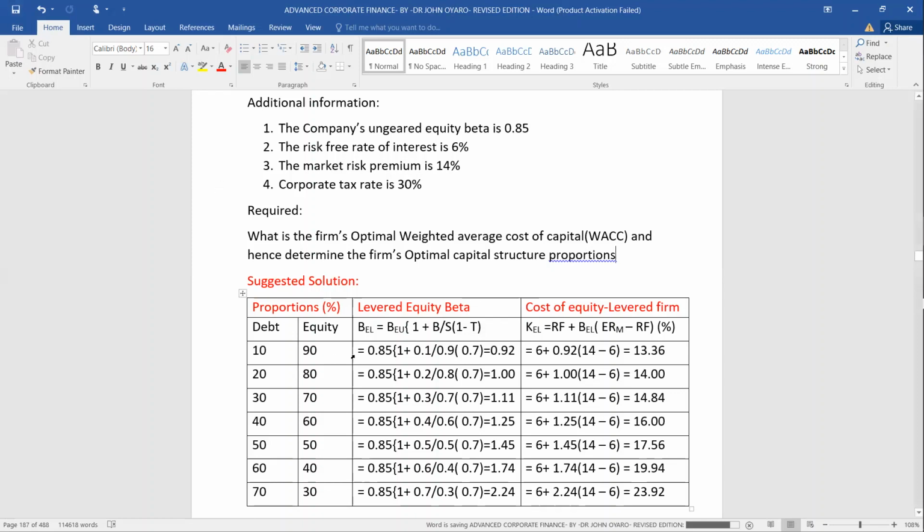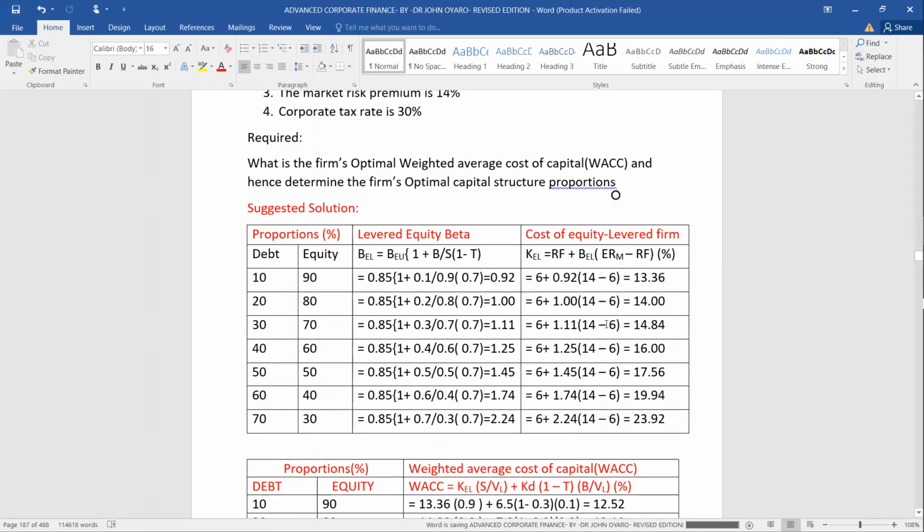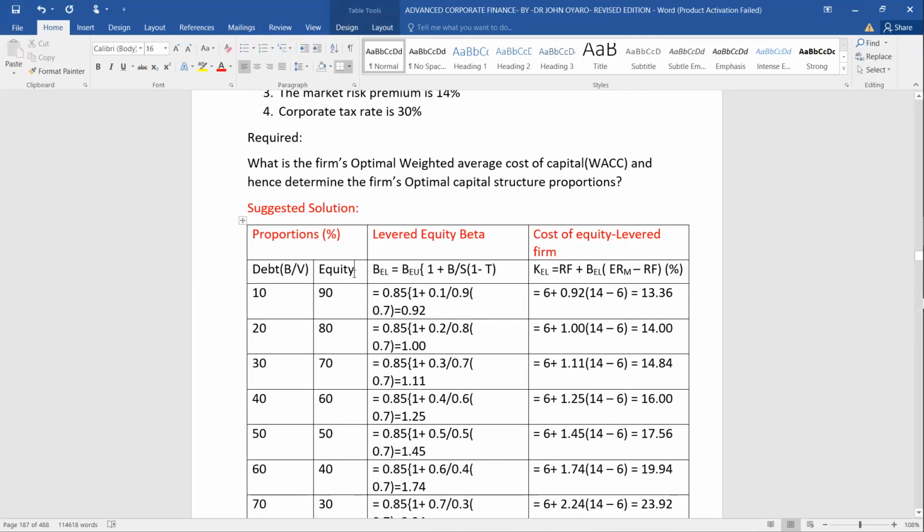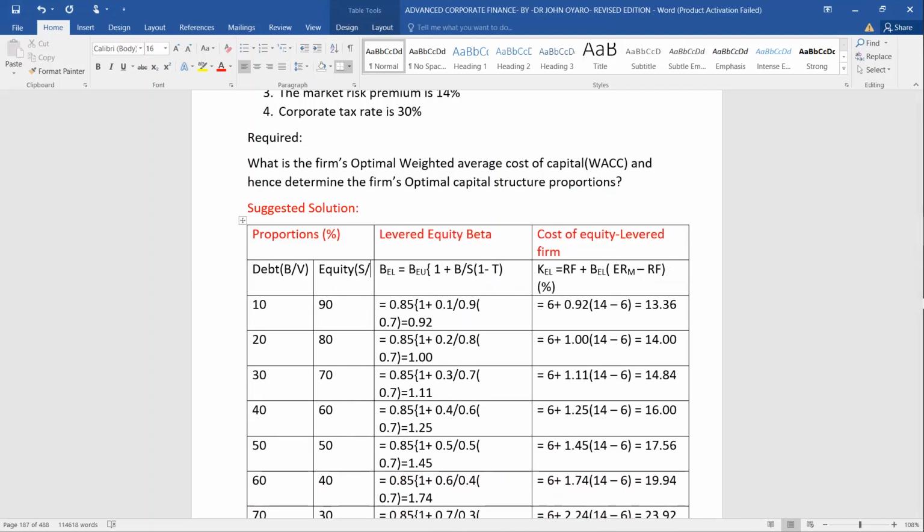So that means we need to establish the weighted average cost of capital of a company at each of these levels of debt. When the proportion of debt is 10%, I've said equity 90%. When debt proportion is 20, equity 80%. When debt proportion is 30, equity 70%. And when I talk about debt proportion, you need to recall this is B divided by V, and an equity proportion is S divided by V.